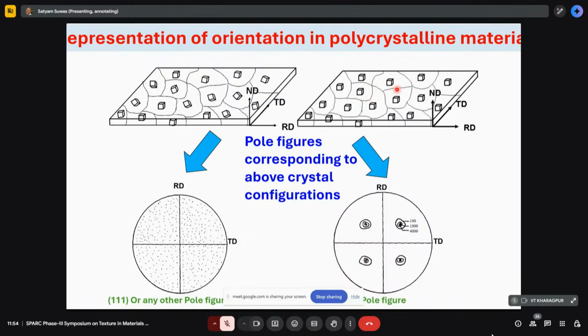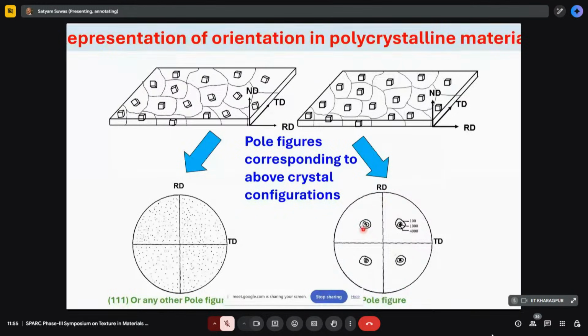If your material is fully textured, as shown here, fully textured meaning within the limits of misorientation, then you will have completely concentrated points at one location, and as you will see here it is very strong, like 4,000 is the intensity. So that means the intensity is 4,000 times what it would be if there were a random distribution of points over there.